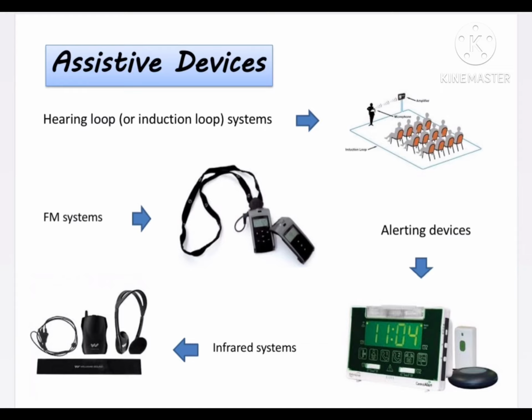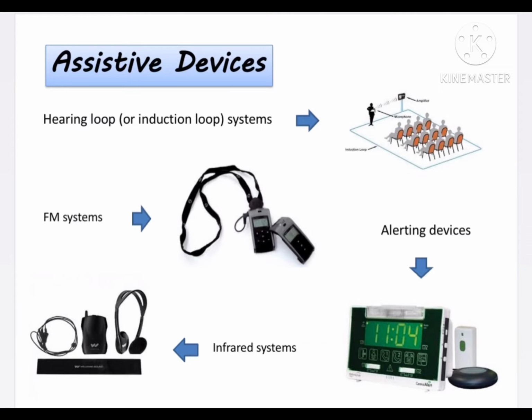First are hearing loop or induction loop systems, which use electromagnetic energy to transmit sound. Another device is FM systems, which use radio signals to transmit amplified sounds. They are often used in classrooms where the instructor wears a small microphone connected to a transmitter and the student wears the receiver, which is tuned to a specific frequency or channel.